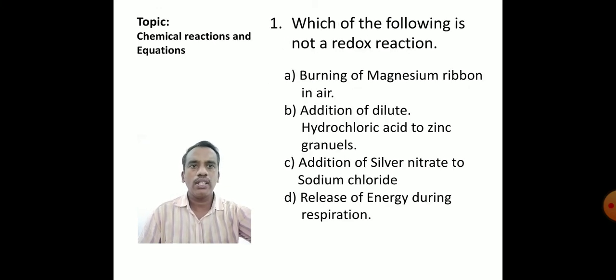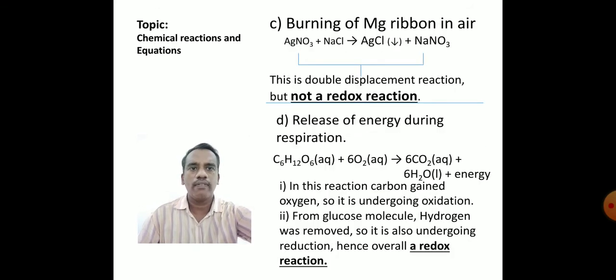We have option C now, that is addition of silver nitrate to sodium chloride. Do we know the formula of silver nitrate? Yes, AgNO3, and sodium chloride is NaCl. Here we need to check the equation of silver nitrate with sodium chloride. We have the equation here: AgNO3 plus NaCl gives AgCl plus NaNO3. There we have a down arrow that indicates a precipitation reaction.